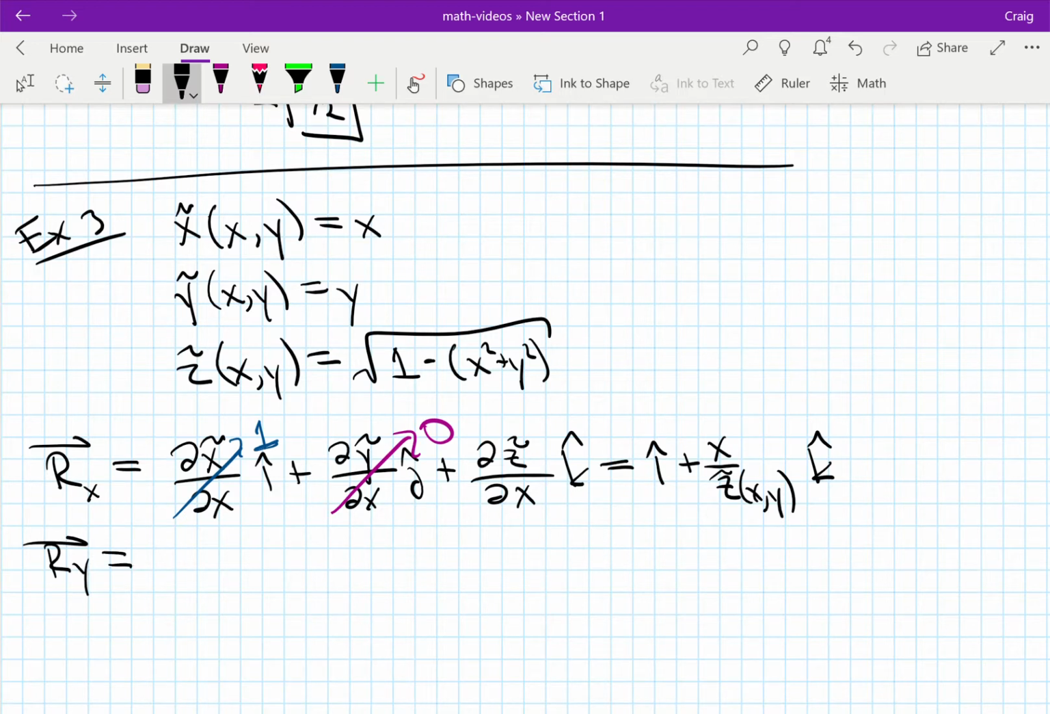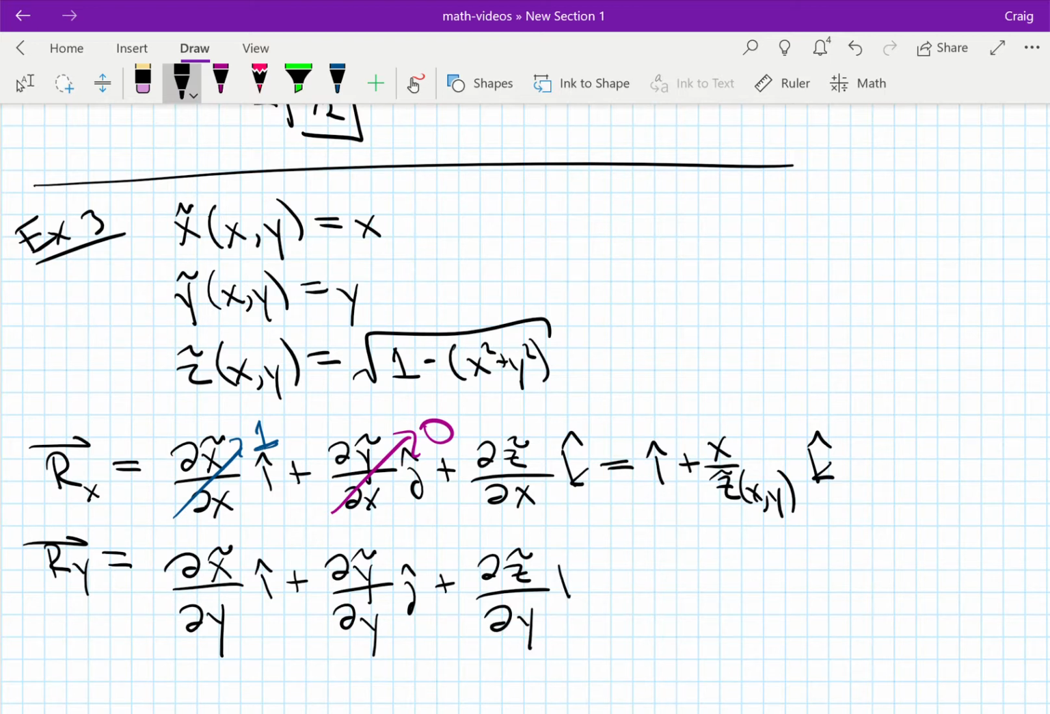Similarly, there's going to be no i hat piece, so let me just write out the full expression. This would be the derivative of the x coordinate with respect to the y variable. Now we have the derivative of the y coordinate with respect to y. And then finally the derivative of the z coordinate with respect to y, k hat. Okay, and now the derivative of the x coordinate with respect to y is going to be 0. The derivative of the y coordinate with respect to y is just going to be 1. And so this is going to be equal to j hat plus y over z tilde, which depends on x and y, in the k hat direction.